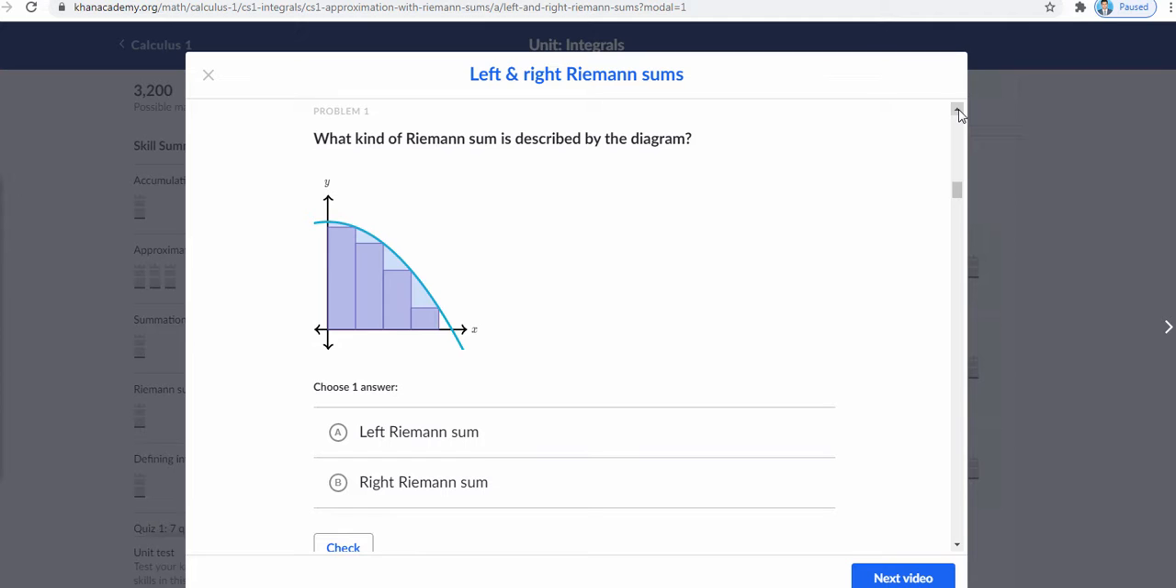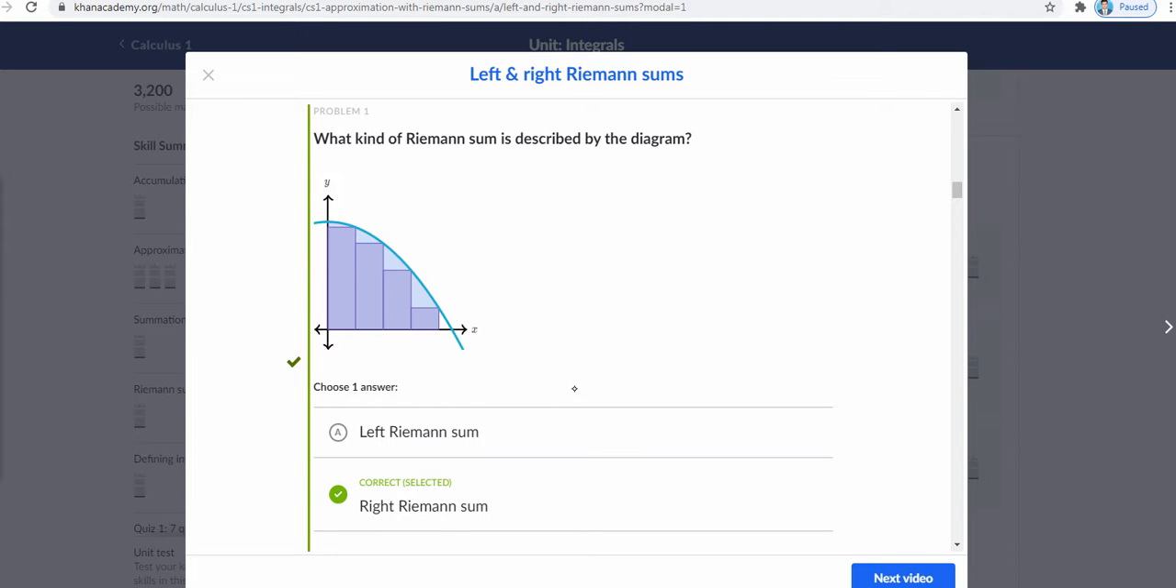Okay, so what kind of Riemann sum is described by the diagram? We have to tell which kind of Riemann sum is described in the diagram. As you can see, the graph is to the right of these boxes. So it means that the Riemann sum that has been described is the right Riemann sum. So I'll select right Riemann sum and check the answer, and that's correct. Now let's move on to the next one.